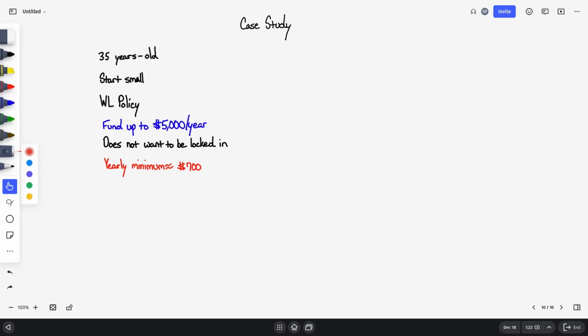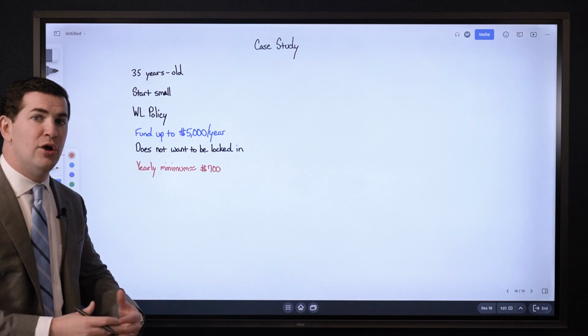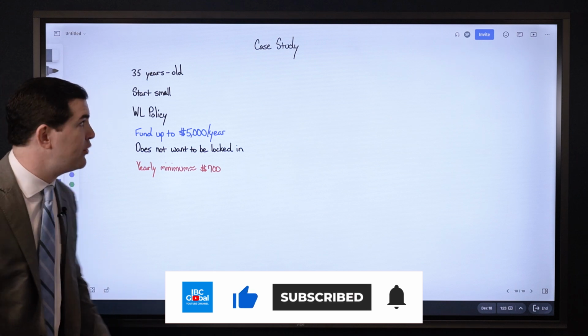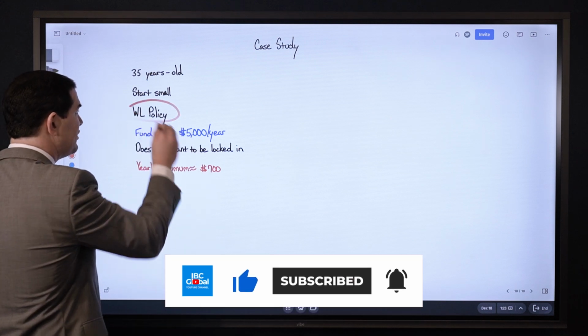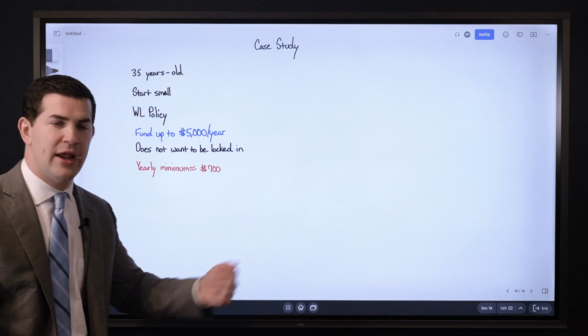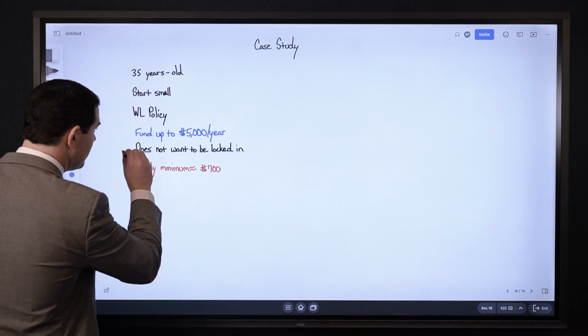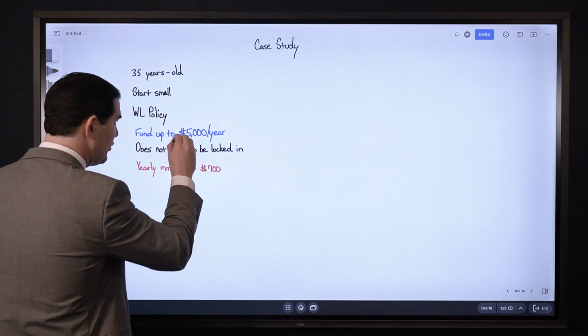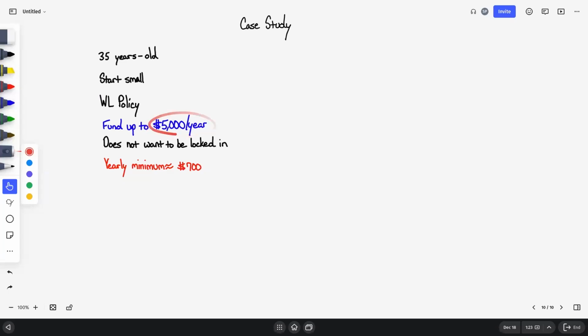Why we have the 5,000 written in that specific way is because he does want the ability to fund a whole life insurance policy with $5,000 per year. He's interested in a policy for the cash value benefits, safe, liquid, tax-free area to position money. However, he does not want to be locked into $5,000 per year. Seeing a bill for $5,000 every year just causes stress. So he doesn't want that right now.